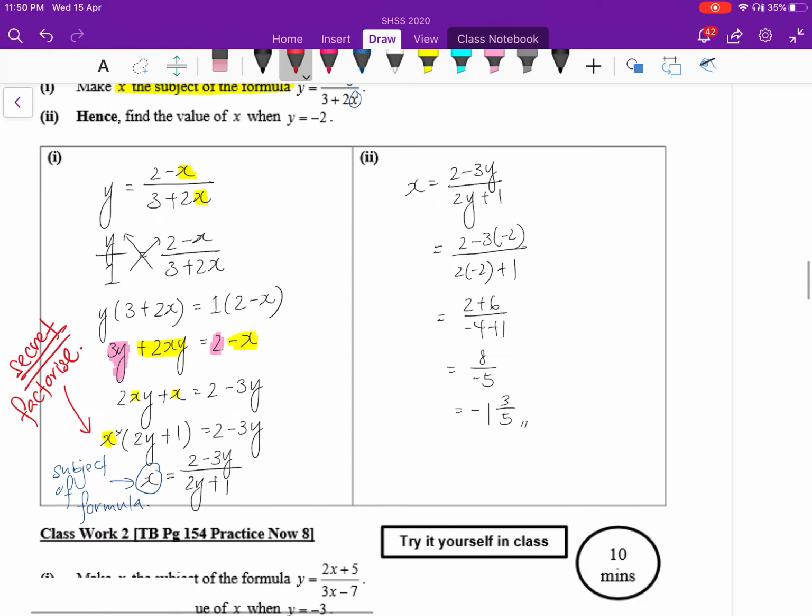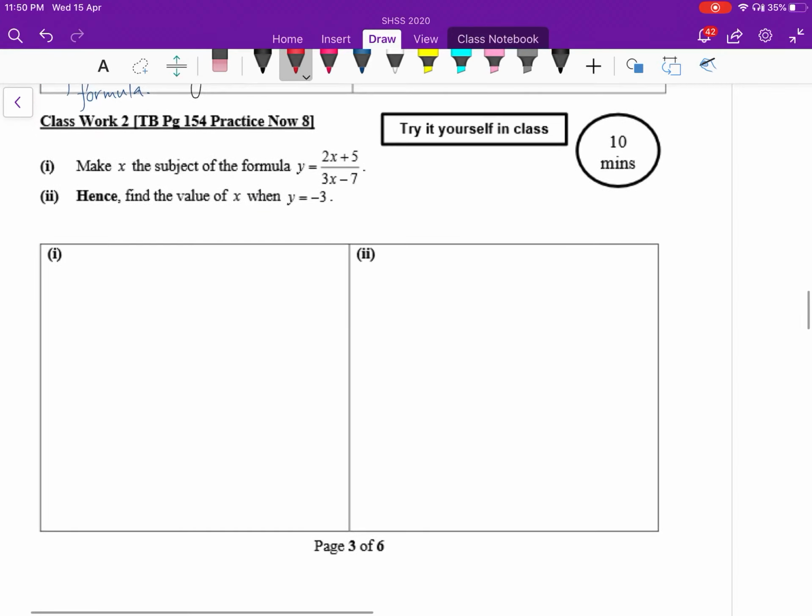Alright, now let's take a look at work example number 3. You are supposed to do classwork 2, take a photo and upload into OneNote.